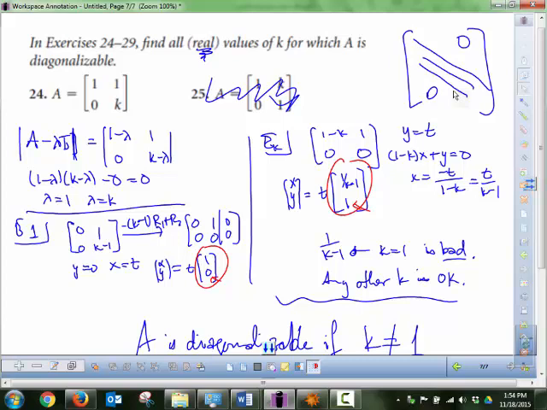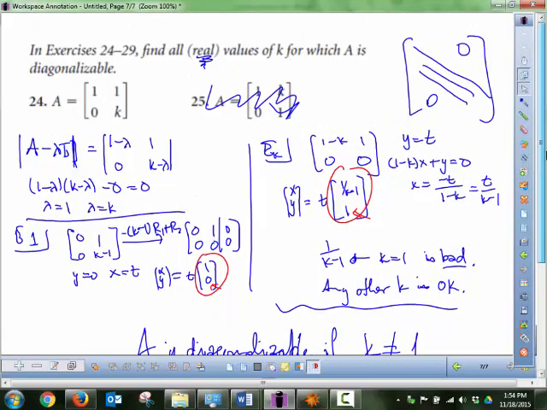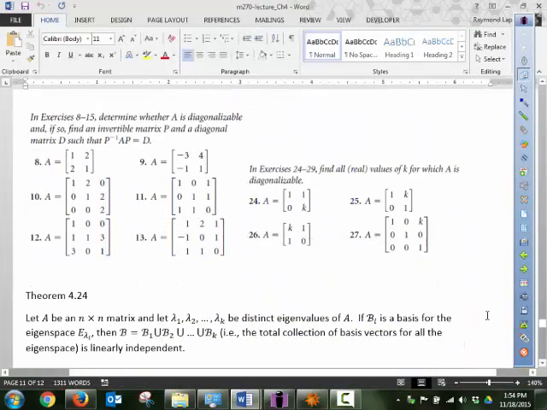Okay. Should we do one more? Let's do one more. Let's do one with a 3 by 3. Of course, it's going to take more than 6 minutes, but let's see how far we can get.